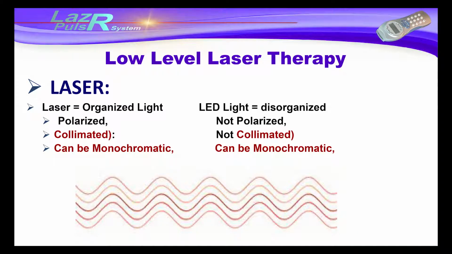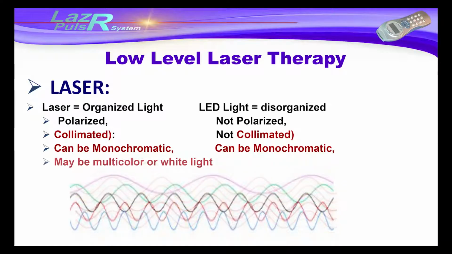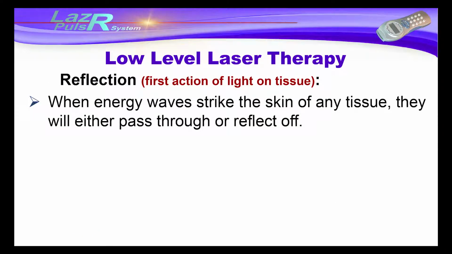The last one shares the same properties as LED light, which is the ability to produce only one primary wavelength of light, and that is called monochromatic light, just meaning single color light. However, either one can also produce any combination or all colors of light. So why are these properties important? Well, there's three actions that light has on tissue. The first is reflection. When energy waves strike the skin or surface of any tissue, they will either pass through or be reflected off.